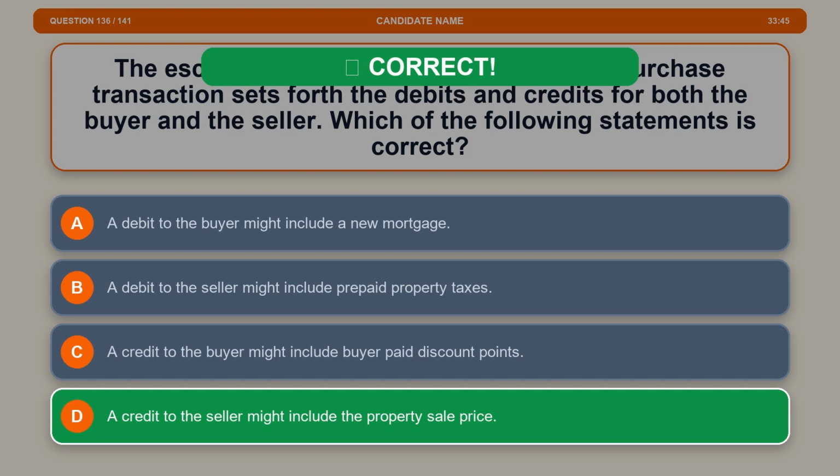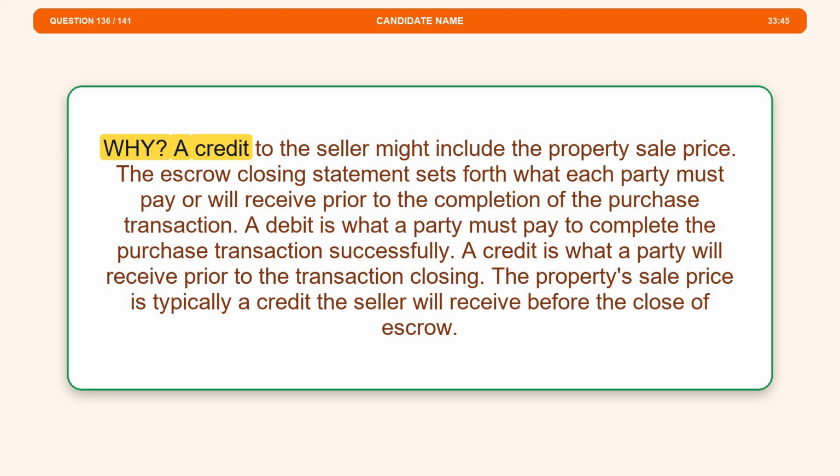The correct answer is option D. A credit to the seller might include the property sale price. The escrow closing statement sets forth what each party must pay or will receive prior to the completion of the purchase transaction. A debit is what a party must pay to complete the purchase transaction successfully. A credit is what a party will receive prior to the transaction closing. The property sale price is typically a credit the seller will receive before the close of escrow.